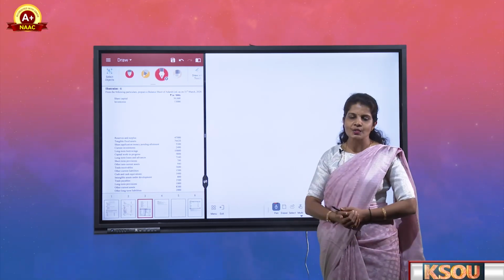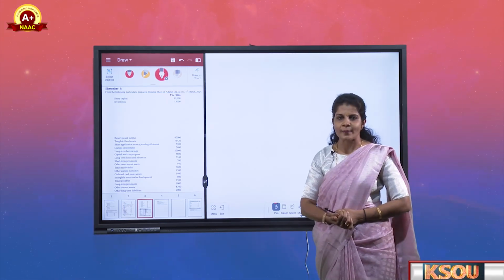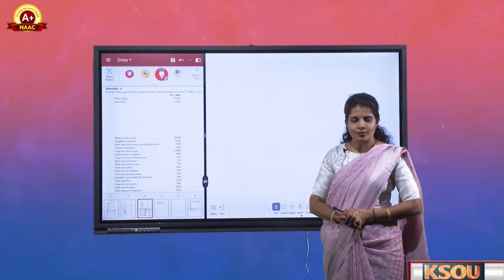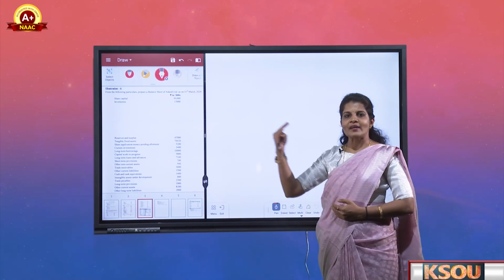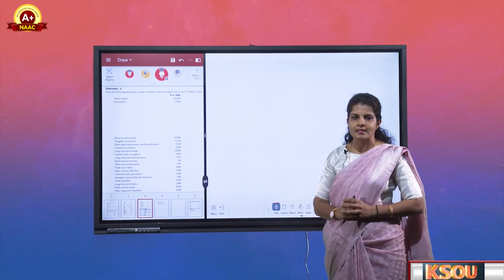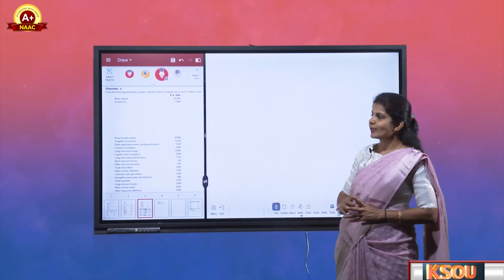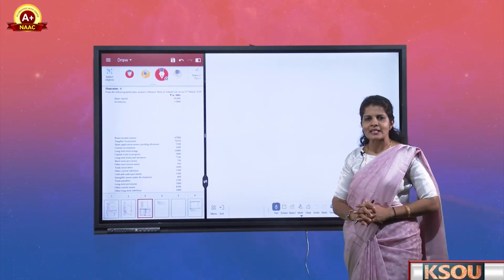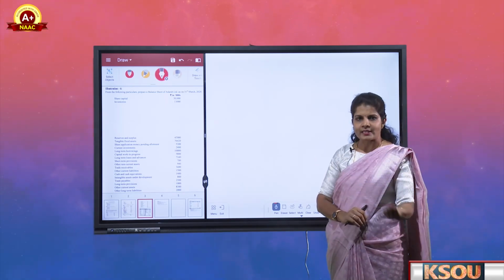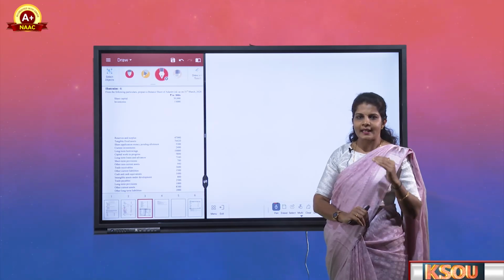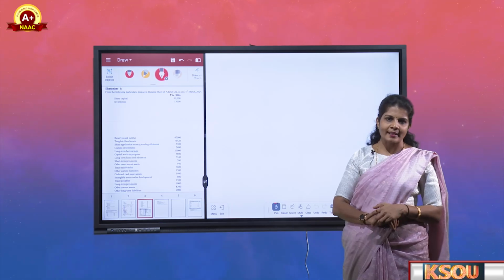So let us learn today how to prepare the balance sheet and what items will be included in it. Earlier to the Companies Act of 2013, we used to prepare the horizontal format of balance sheet, with liabilities on the left side and assets on the right side. But now we don't prepare the horizontal format. Instead, we prepare the vertical format of balance sheet, considering the same items, with the liability side first and the asset side next.